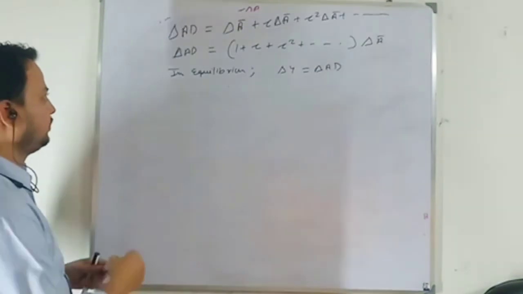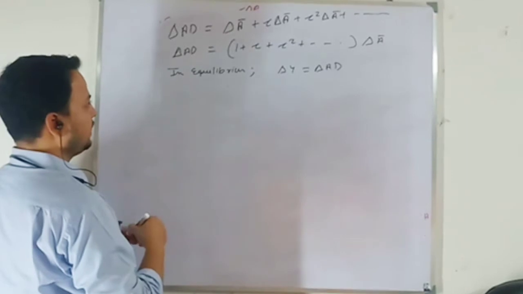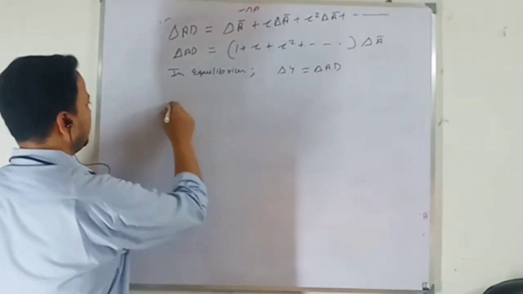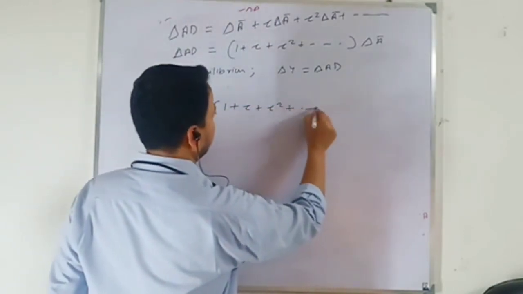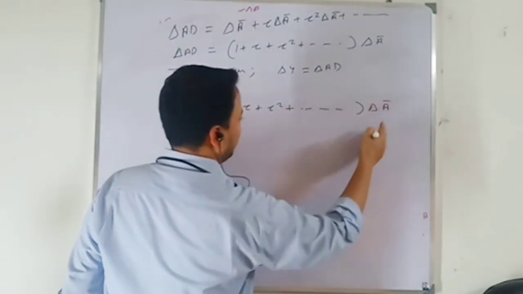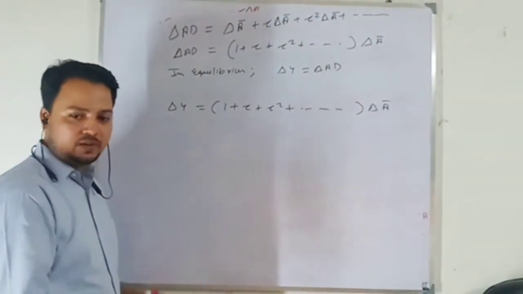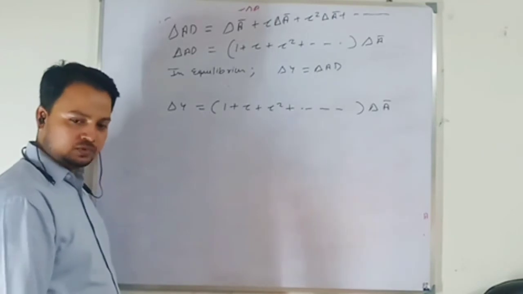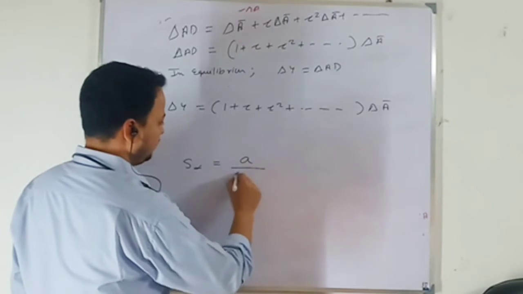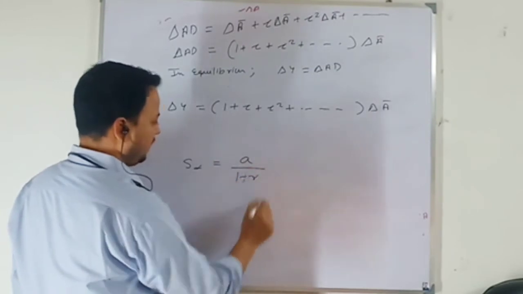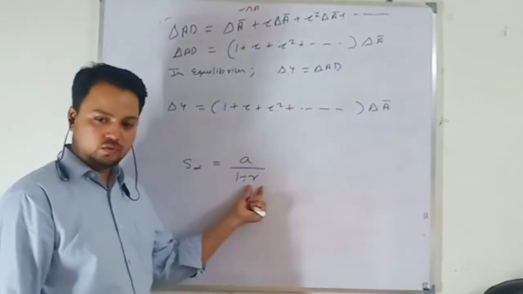So when you have a series like this, let's write that. Change in income will be equal to 1 plus small c plus c square and so on, times the change in your investment expenditure or autonomous component. This represents an infinite geometric series. When the series is infinite, you have this formula: a divided by 1 minus r, where a is the first term and r is the common ratio.